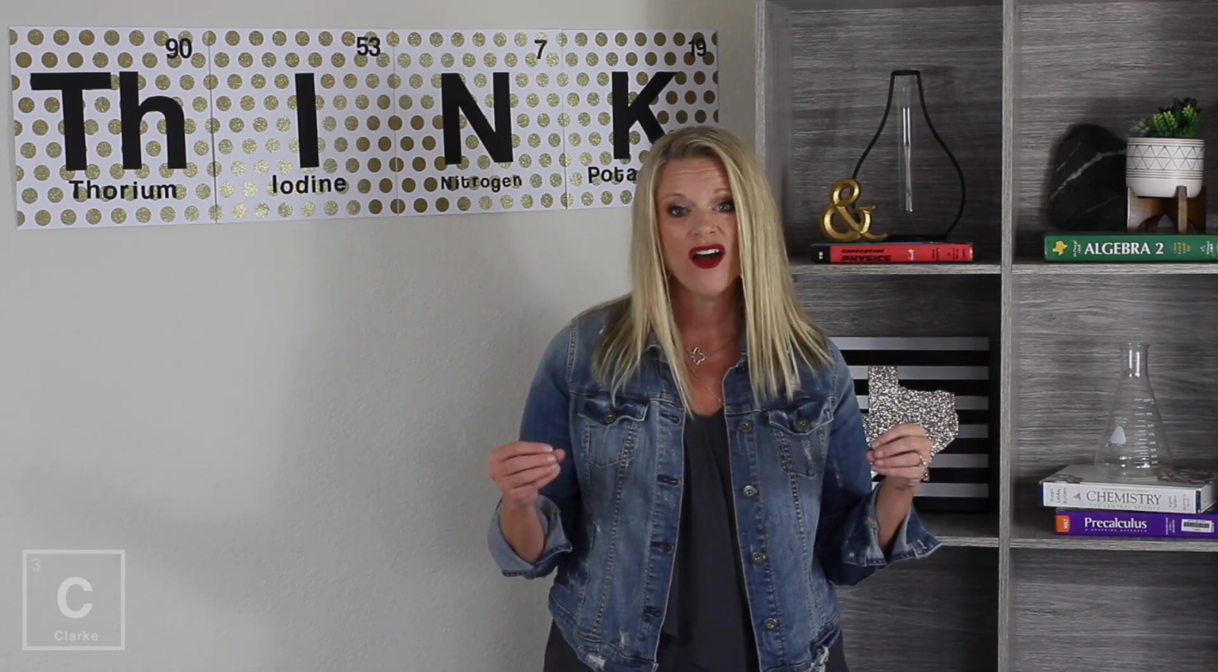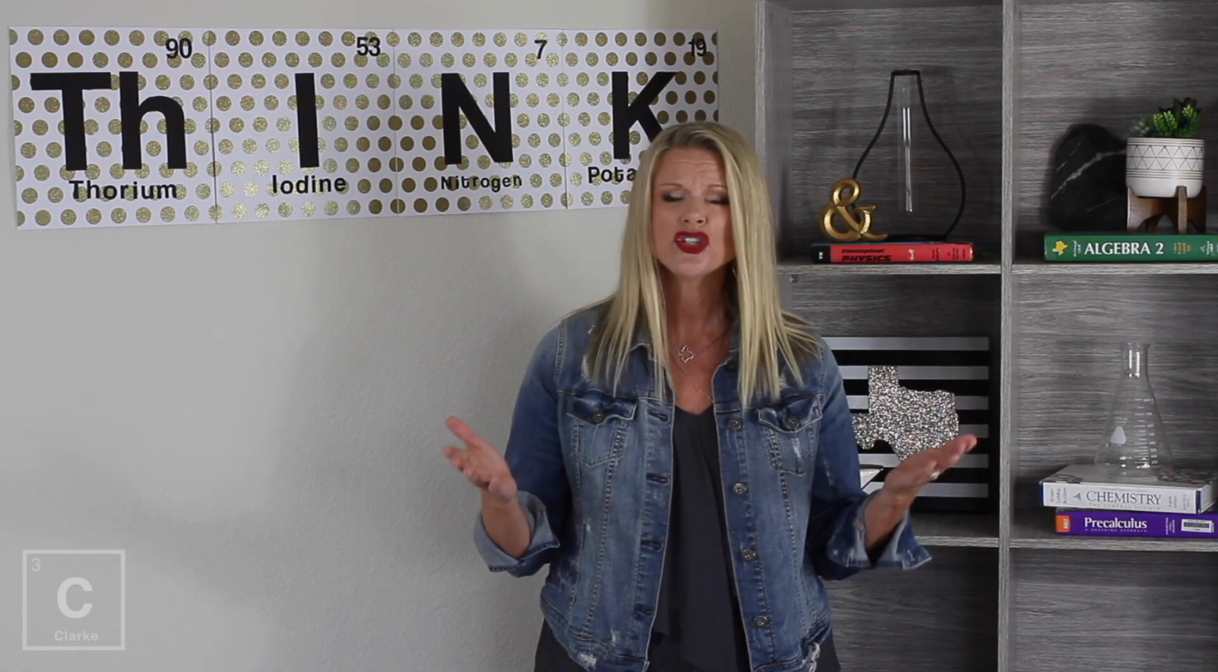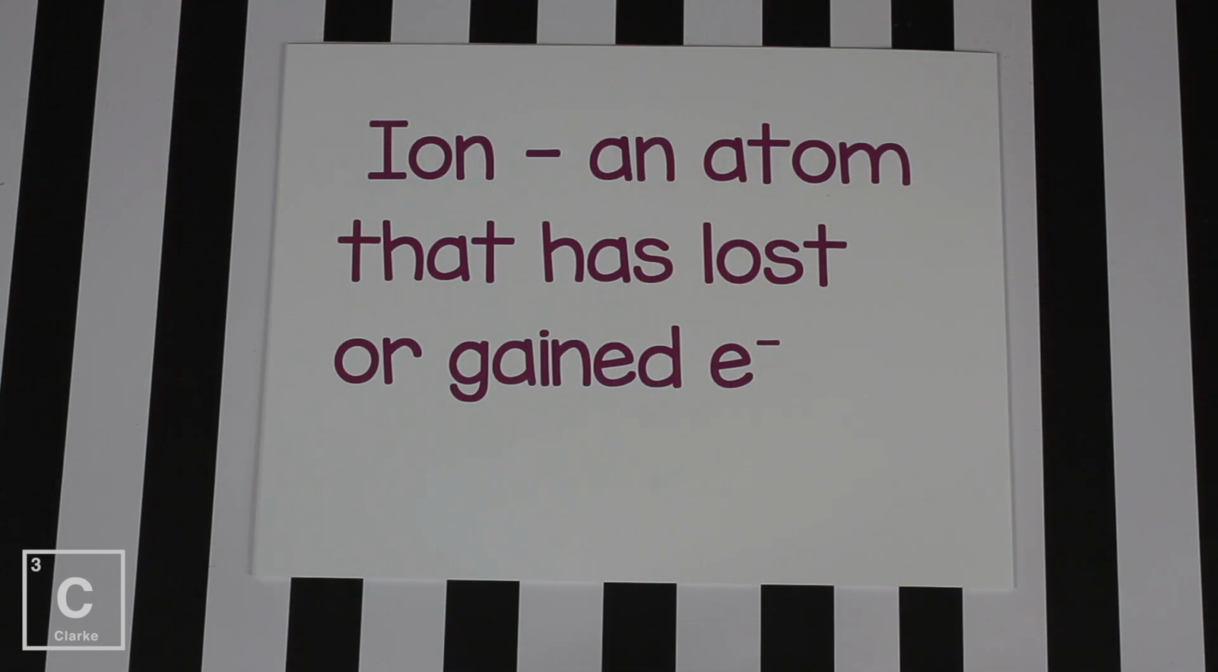Now, remember, atoms had a neutral charge because their protons and electrons are equal. Ions, the protons and electrons are not equal. Ions have a charge. They're just charged atoms. Ion: an atom that has lost or gained an electron.